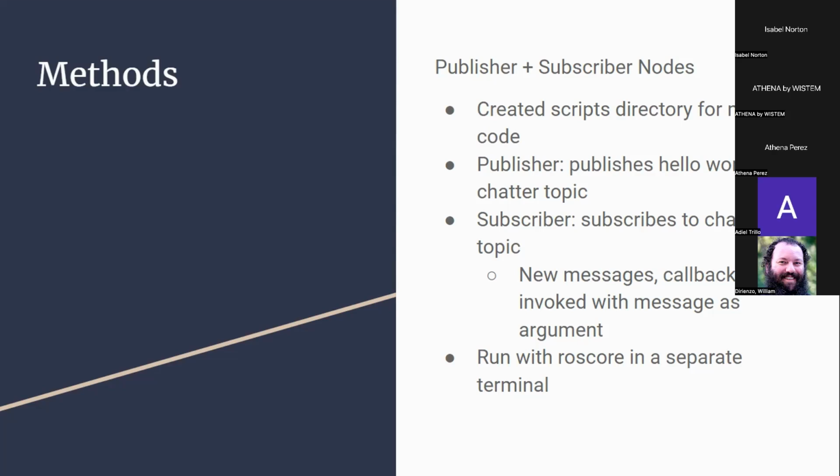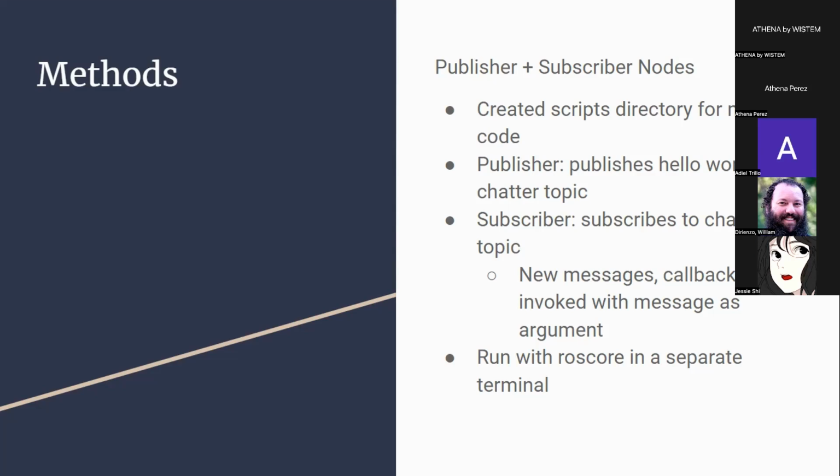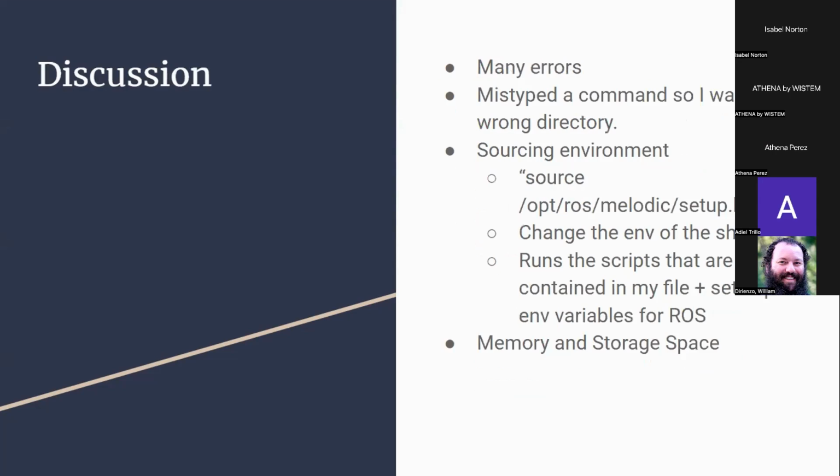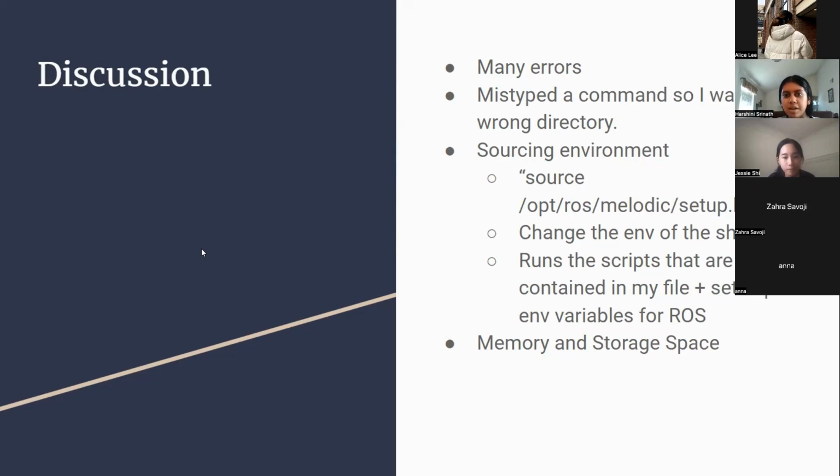And if I changed my node so that it would change the code, like not just hello world all the time, then the subscriber would just use the most recent message it sees and print that out. And also, to make everything work, one of the most important steps was to run roscore in a separate terminal. So in total, I had 3 different terminals open, one for roscore, one for the publisher, and one for the subscriber. And then for my discussion, like I expected, there were many errors.